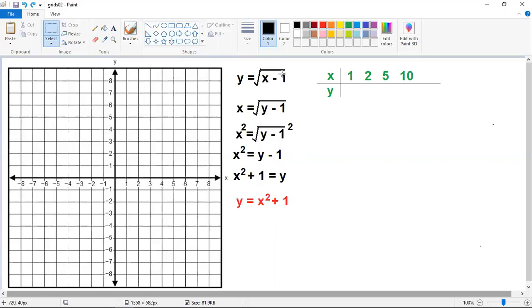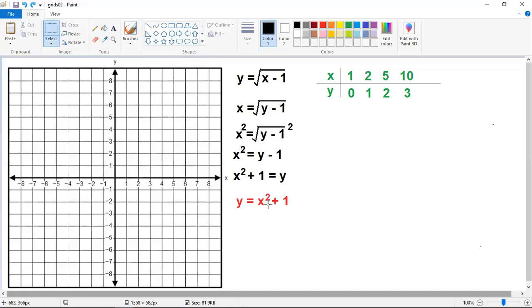The square root of 0 is 0. Then the next number I choose is 2 because 2 minus 1 is 1. The square root of 1 is 1. Then I choose 5 for x because 5 minus 1 becomes 4, which is a perfect square, which is 2 for the square root. 10 minus 1 is 9. 9 is a perfect square, so the square root of 9 is 3. So we're getting those numbers 0, 1, 2, and 3.